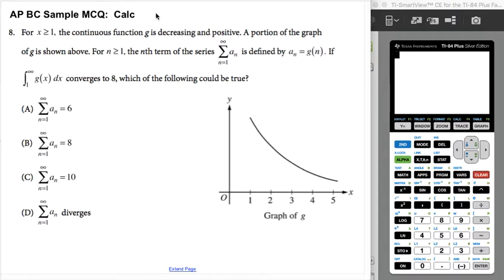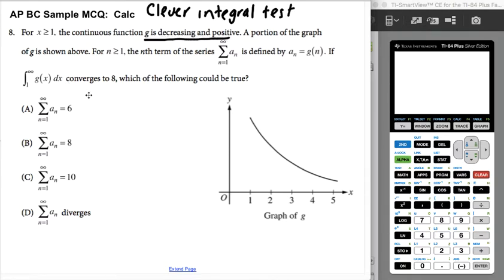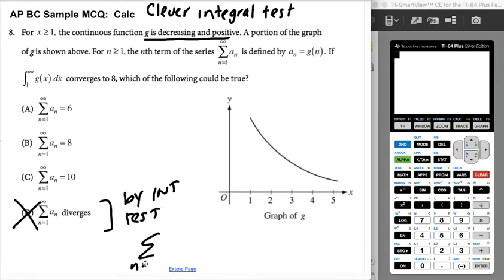So this is definitely talking about the integral test. This is a clever way to ask about the integral test. Recall that the rules of the integral test are that if that function g is decreasing and positive, and if the integral converges, then we can conclude that the series also converges. So we can definitely knock this out, because by the integral test, we know that a sub n converges.